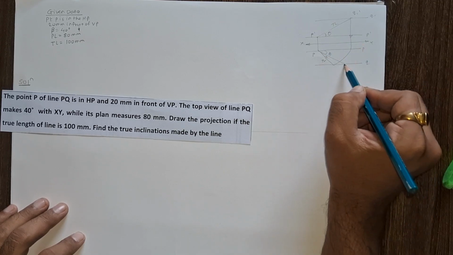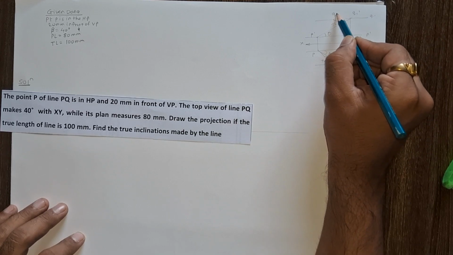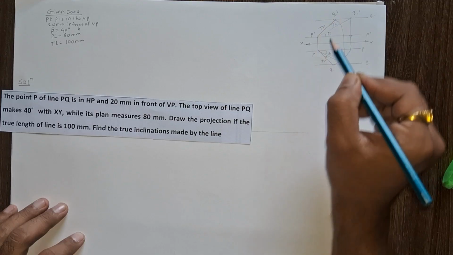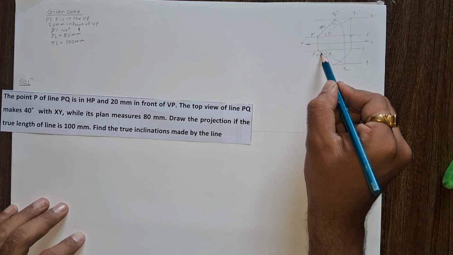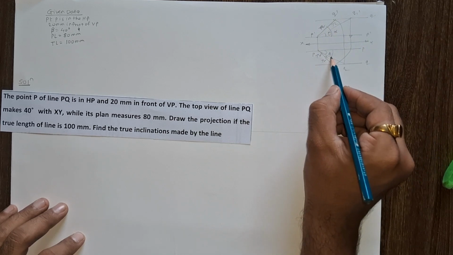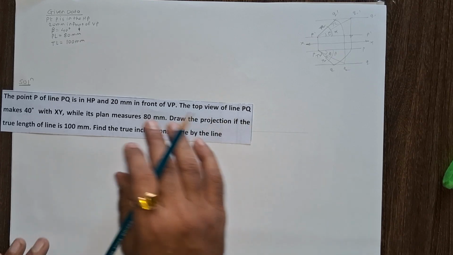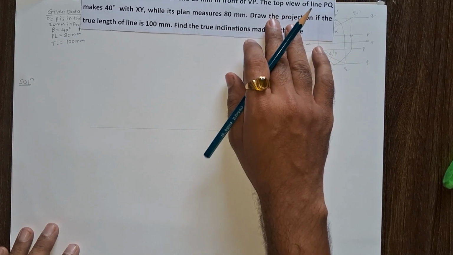Top view. Project, then rotate. This is Q dash, this is Q. Top view, front view, and top view. So this front view makes alpha angle with XY and the top view makes beta angle with XY. Now you can see, from this reference diagram, we can solve our problem.